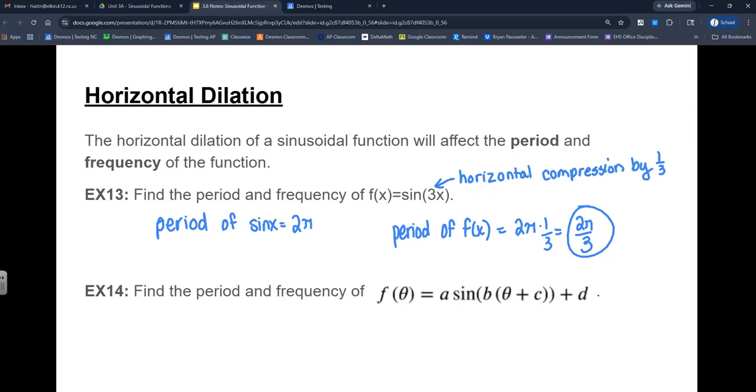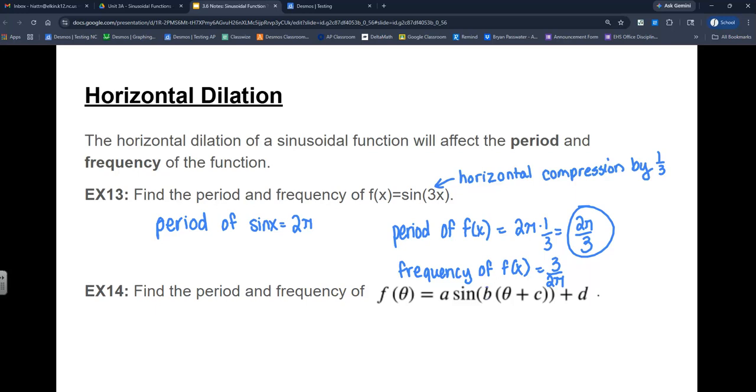And so if we want to find the period, we also have to give frequency. And we learned yesterday that period and frequency are reciprocals of each other. So if I already have the period, all I have to do to find the frequency of f of x is just use the reciprocal, flip this fraction here, 3 over 2 pi.